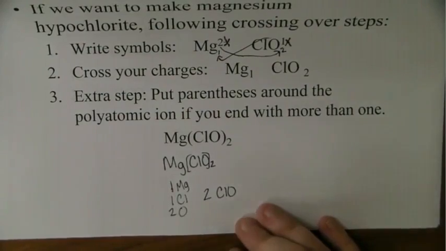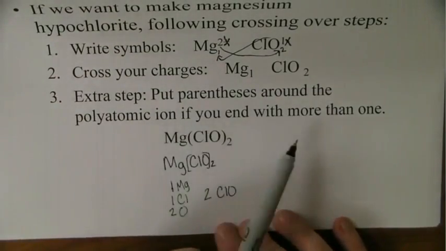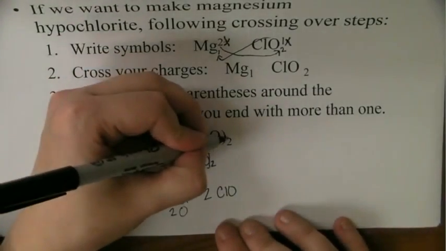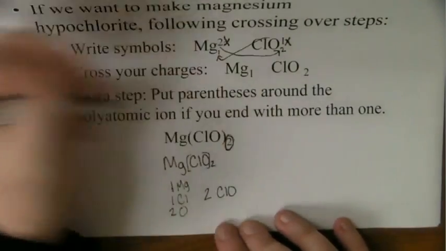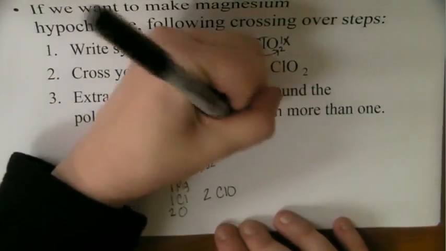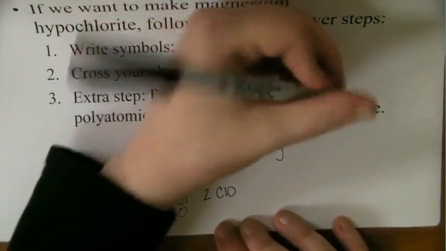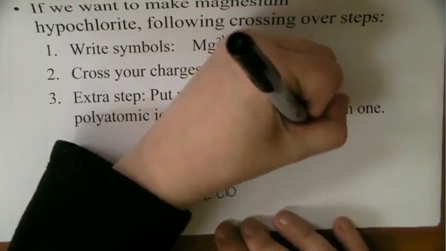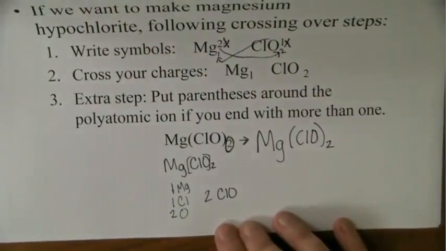Think of them as an element now. Think of them as a single element. You have to treat them like that. So we put parentheses around the polyatomic ion when we end up with more than 1 of them. In this case, we ended up with 2 of them, which is why it's written, I'm going to rewrite it over here, as Mg, parentheses ClO. Close your parentheses and put the 2 on the outside.